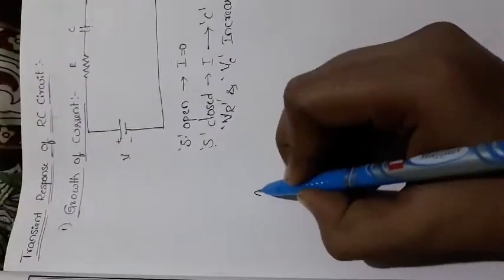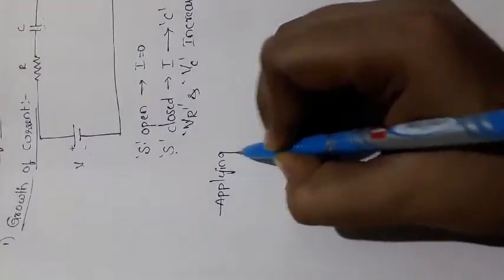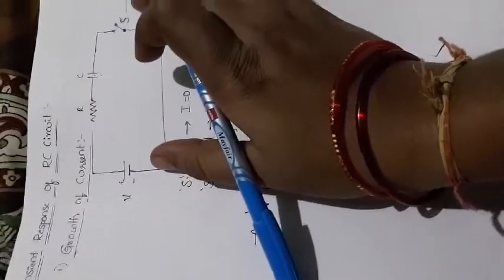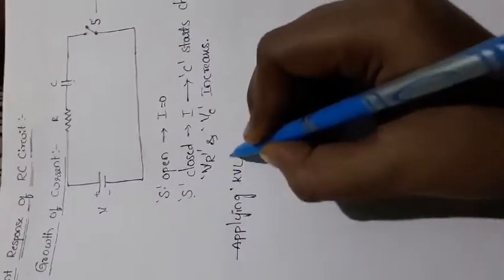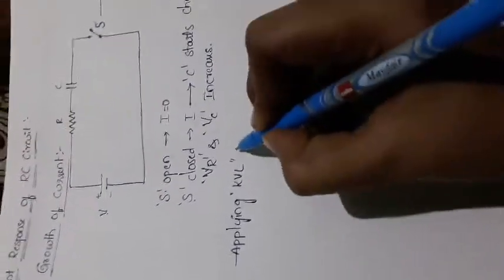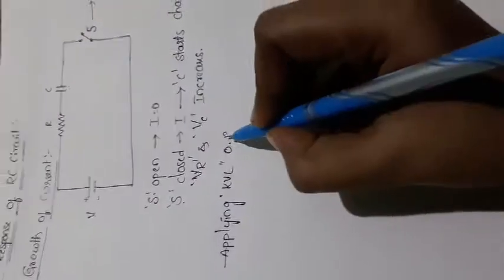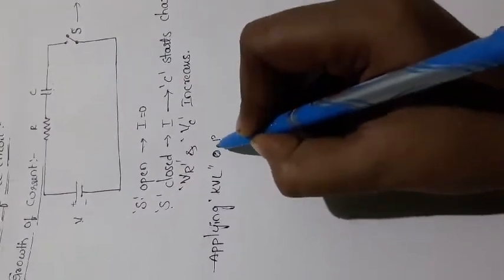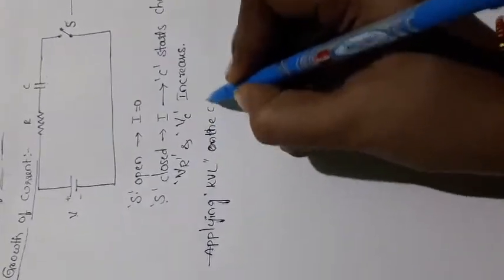So the first thing we will do is apply KVL. If you want to find this timing response, we must use the KVL method, that is, mesh analysis. We apply KVL on the whole circuit. Okay, so applying KVL on the circuit. Now write the equation.